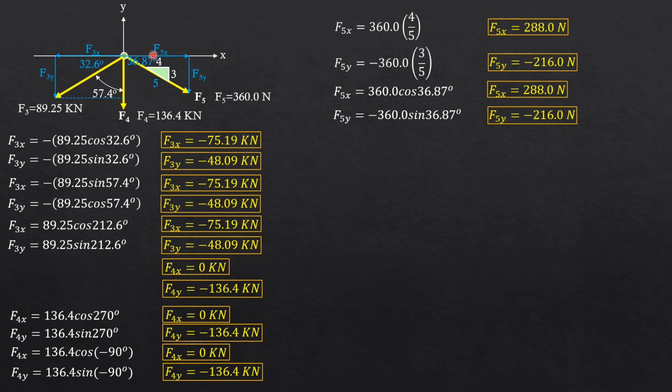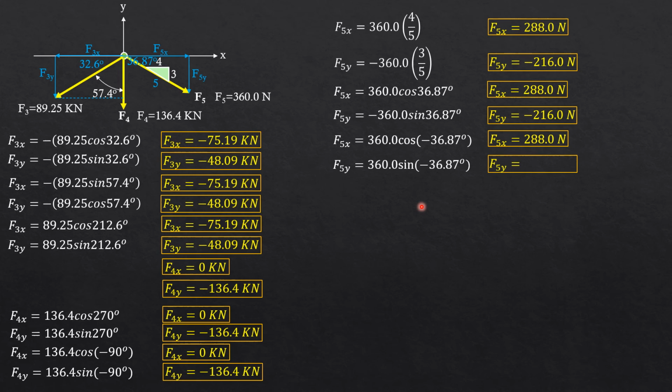Because from the positive x-axis, the direction of this angle is clockwise, so 36.87 is negative 36.87. So F5x is 360 cosine of negative 36.87, and it is equal to 288.0 newtons. F5y is 360 sine of negative 36.87, and it is equal to negative 216 newtons.